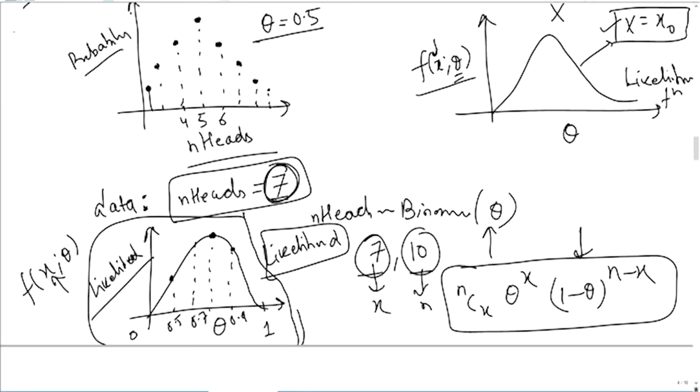Now, in a likelihood function, you are not getting a single point value of theta. This graph does not tell you exactly which value of theta would have generated this data, number of heads equals 7, but this is still giving you a lot of information. And what information is that? Which values of theta are more likely to generate this data, which values of theta are less likely to generate this data. This is giving you the whole likelihood function.